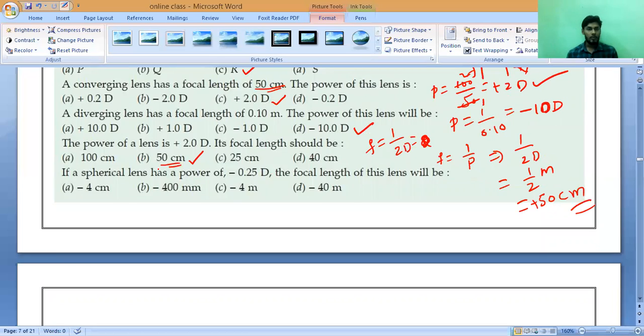Next. A lens has a focal length of minus 25 centimeter. Minus 4 meter. 1 by minus 0.25, which is equal to how much?